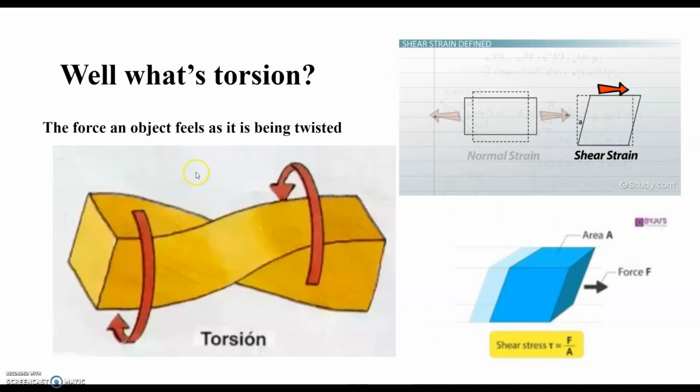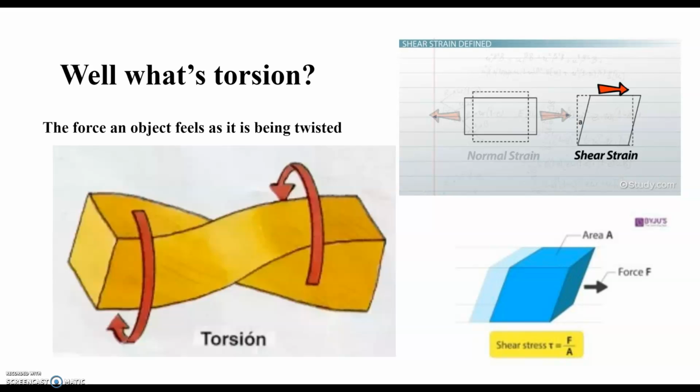Now, that earlier stress or force I was talking about, that's known as torsion. Torsion is the force an object feels as it's being twisted. Now, this force that an object feels as it's being twisted can be broken down into two features, and that's shear strain and shear stress. Shear stress is, by definition, a force that causes the layers of the object to slide upon each other.